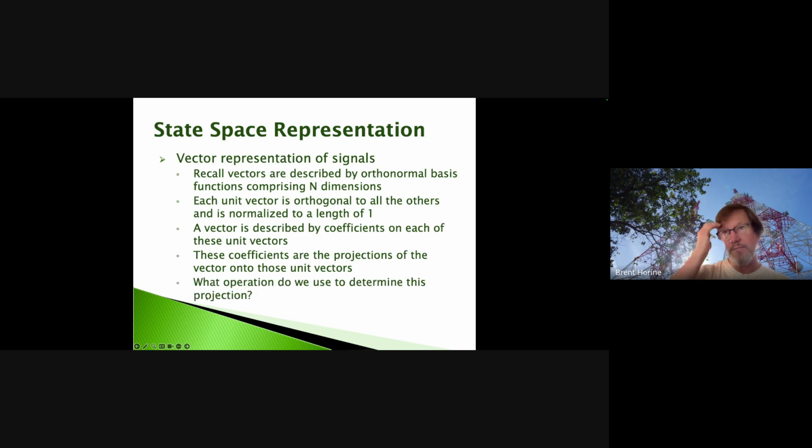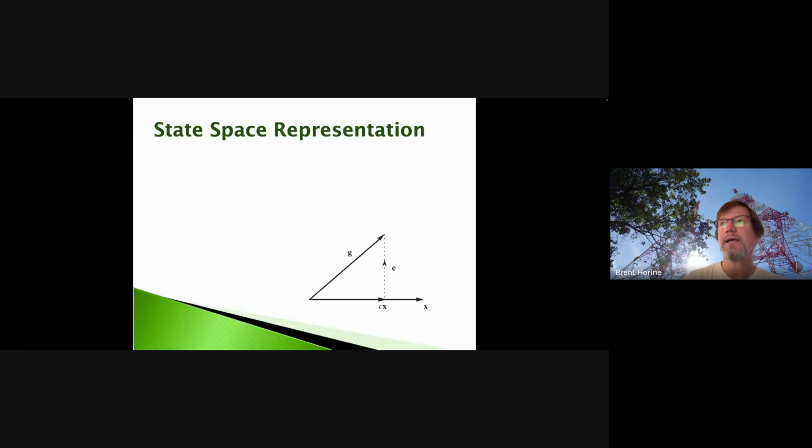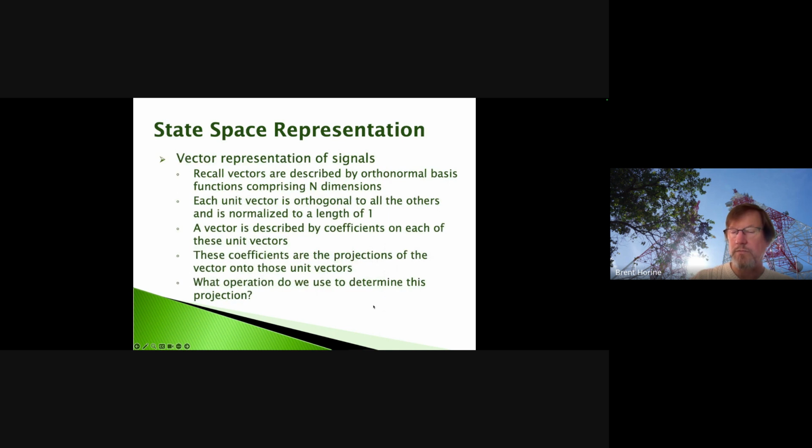Now think about, before I show you the next screen, what operation do we use to determine this projection? I'll give you a minute to think. And so here's what we mean by that projection. If G is our vector, then it projects along the x-axis. Maybe there's a y-axis up here also, but right now we're projecting its length on the x-axis.